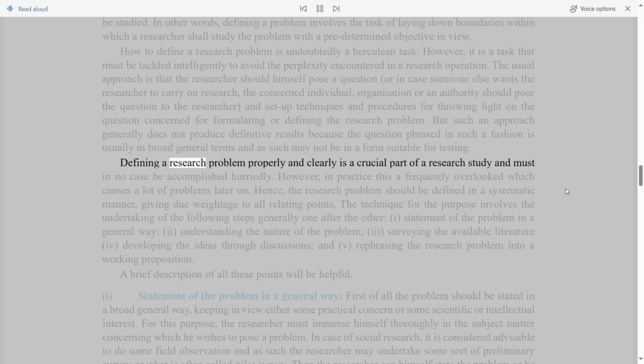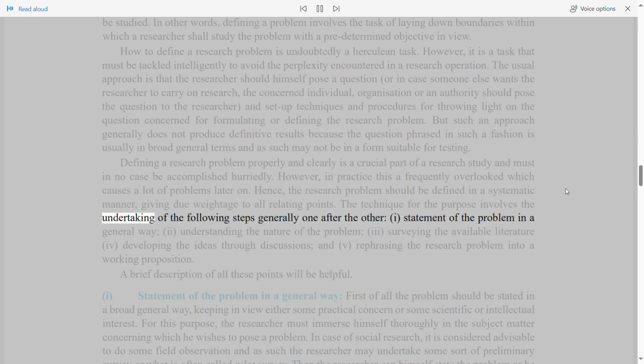Defining a research problem properly and clearly is a crucial part of a research study and must in no case be accomplished hurriedly. However, in practice this is frequently overlooked, which causes a lot of problems later on. Hence, the research problem should be defined in a systematic manner, giving due weightage to all relating points. The technique for the purpose involves the undertaking of the following steps, generally one after the other.